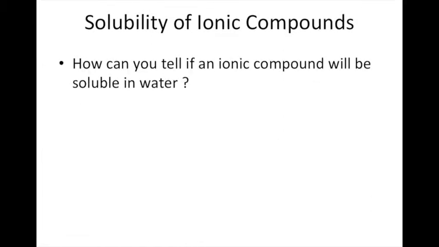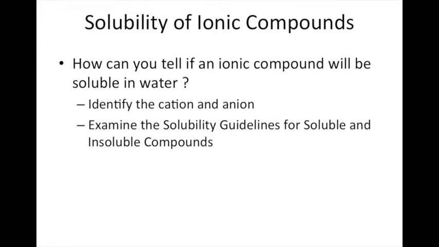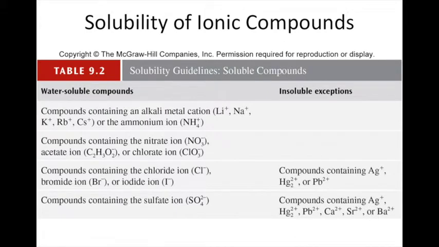So how can you tell if an ionic compound will be soluble in water or not? Well, the first thing we have to do is look at the chemical formula and identify the cation and the anion. Once we identify the cation and anion, we look at our solubility rules or guidelines for soluble and insoluble compounds. So let me go over the solubility rules with you very briefly, and I want you to take a little extra time and be familiar with them.